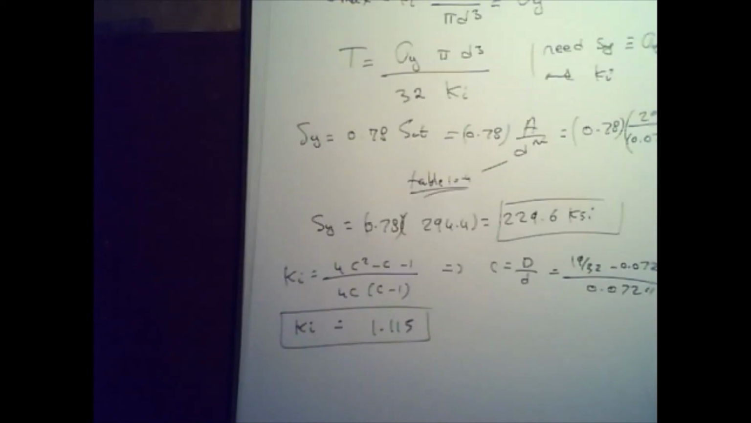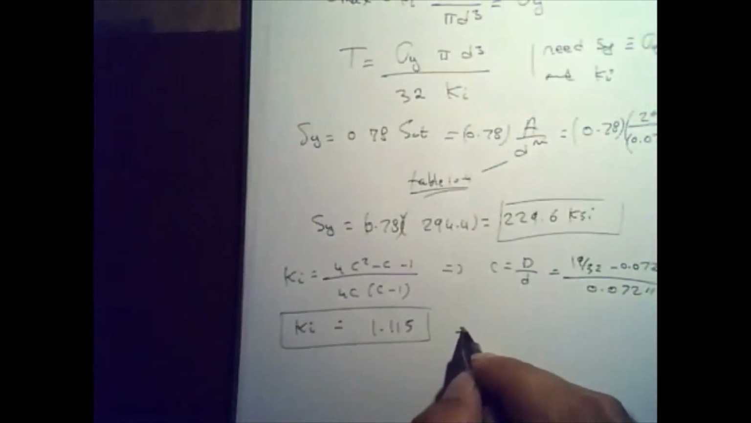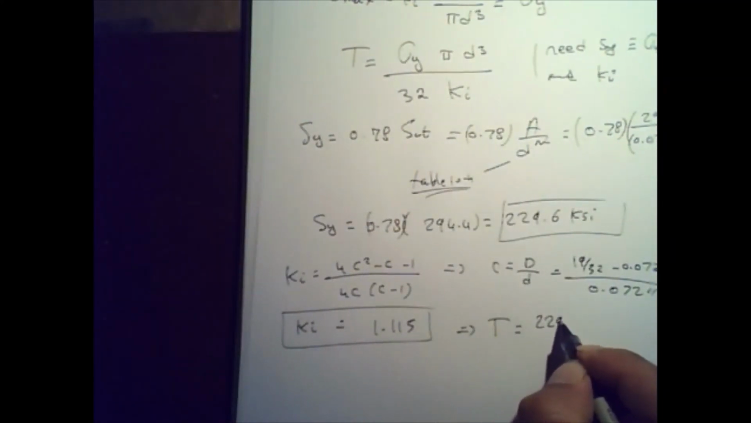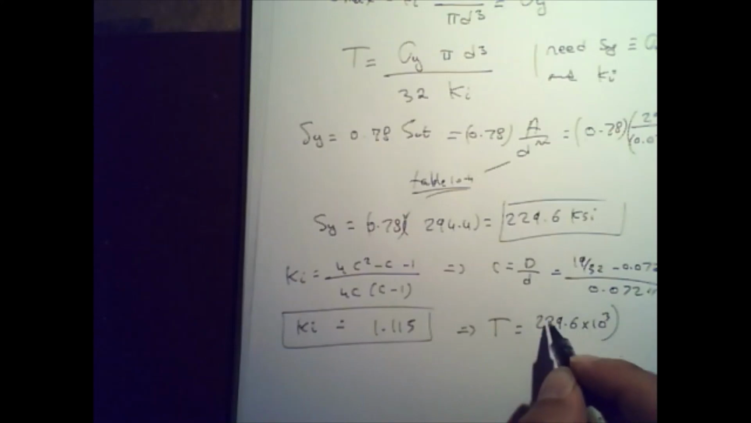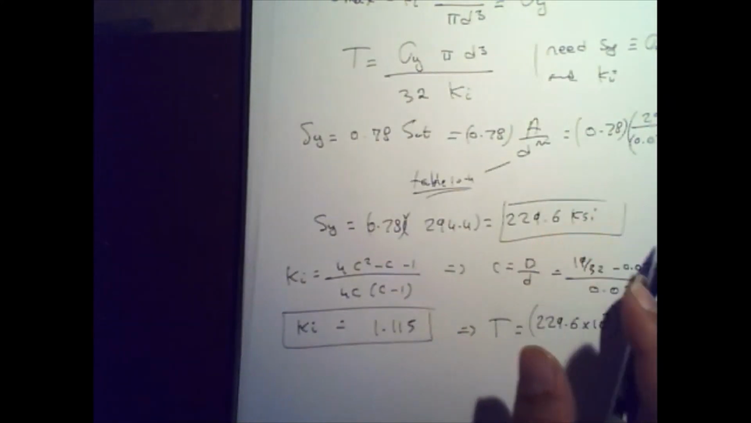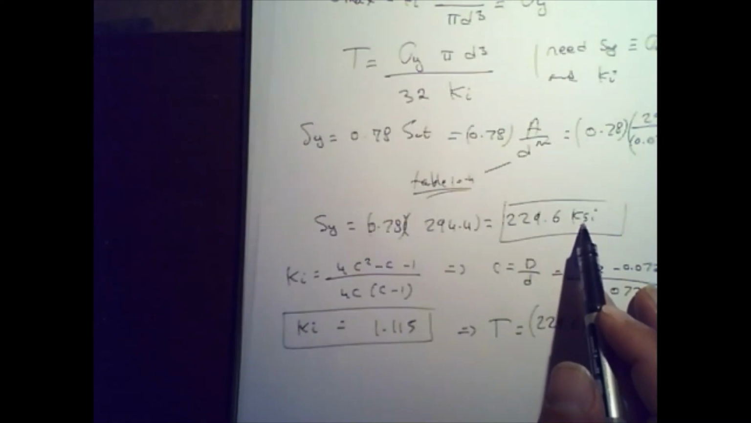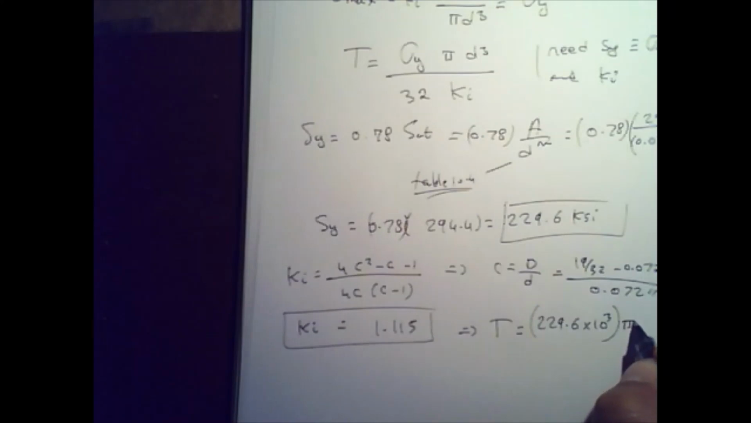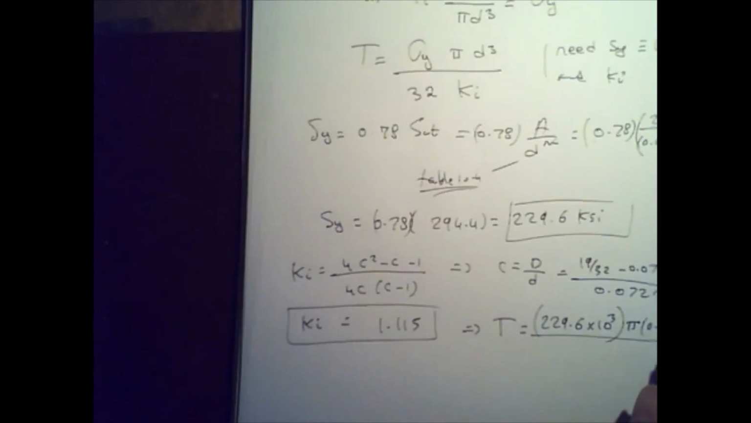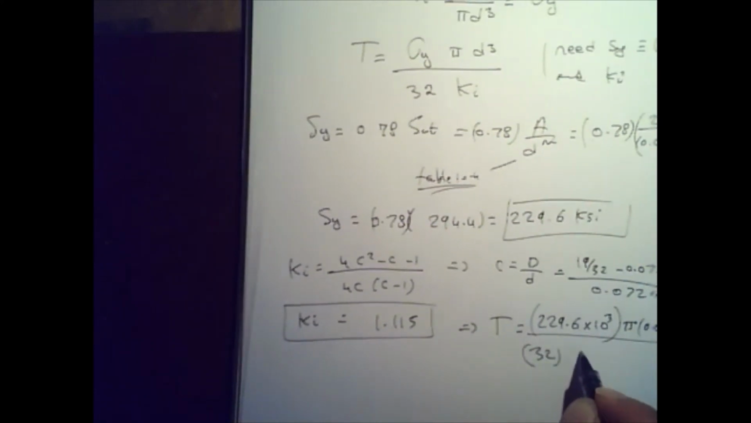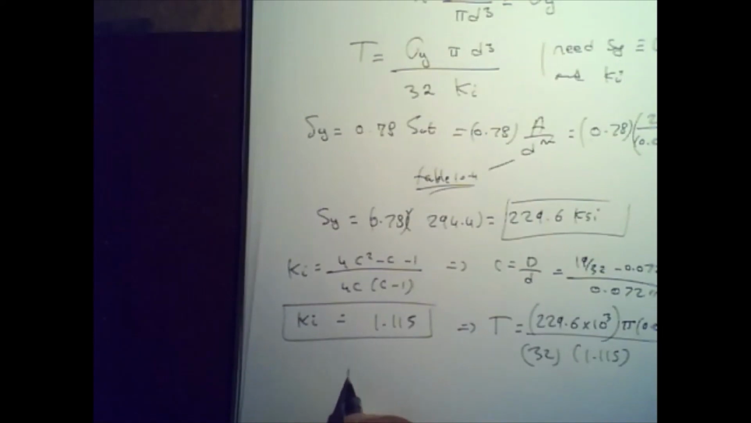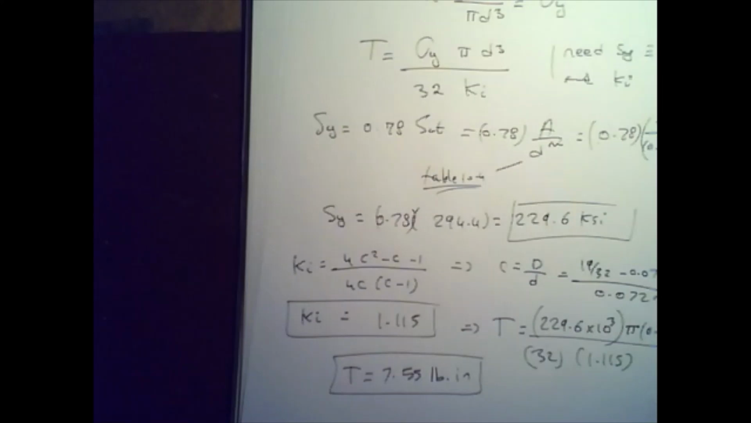Now we can solve for the torque based on this equation. Tmax is equal to 229.6 times 10 to the 3, because this value is in KSI and we want to put it in pounds per square inch since we're dealing with inches, multiplied by pi times 0.072 to the power 3, the wire diameter cubed, divided by 32 times 1.115. In that case your torque is equal to 7.55 pound-inches. Okay guys, so this is how you calculate the torque.